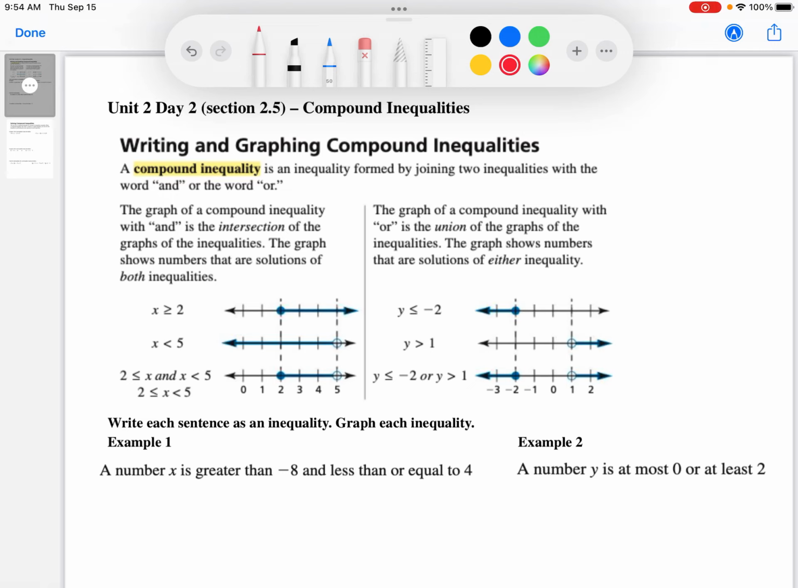Today we're going to talk about compound inequalities. And what I would like you to do right now is to pause the video and spend a minute or two reading through this definition and then looking at these examples to see if it makes sense.